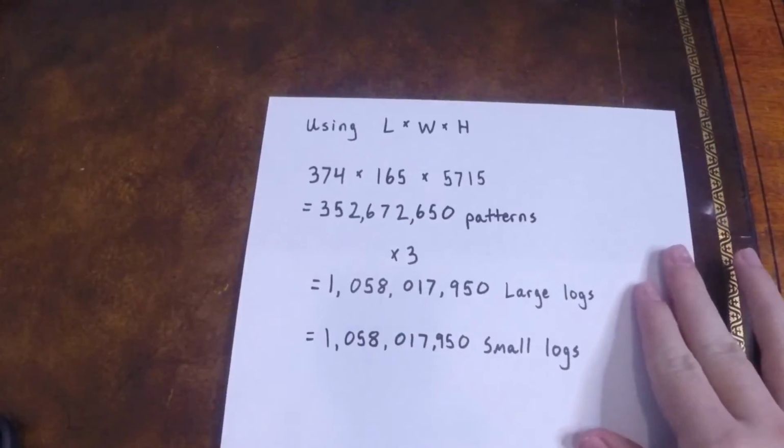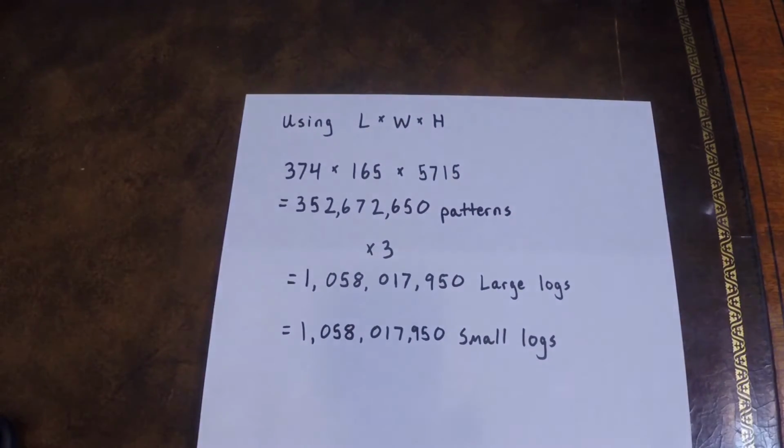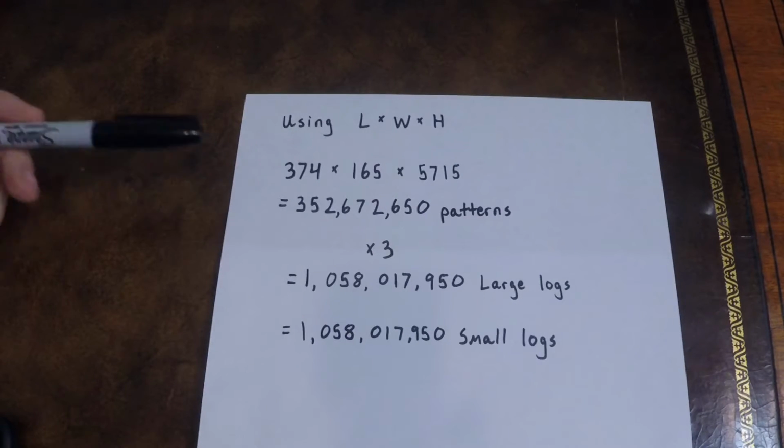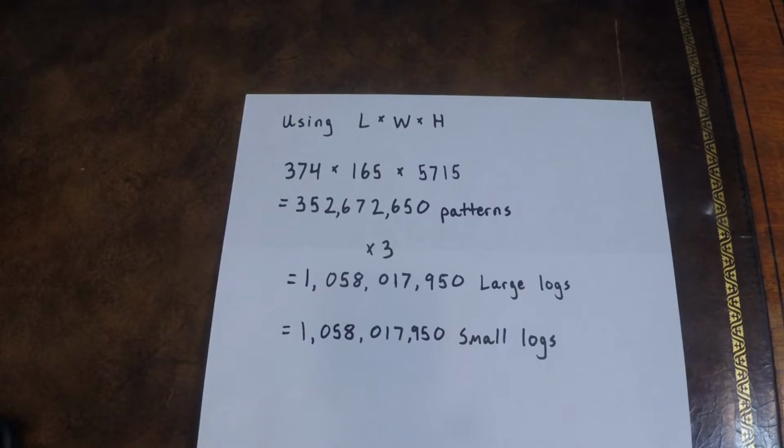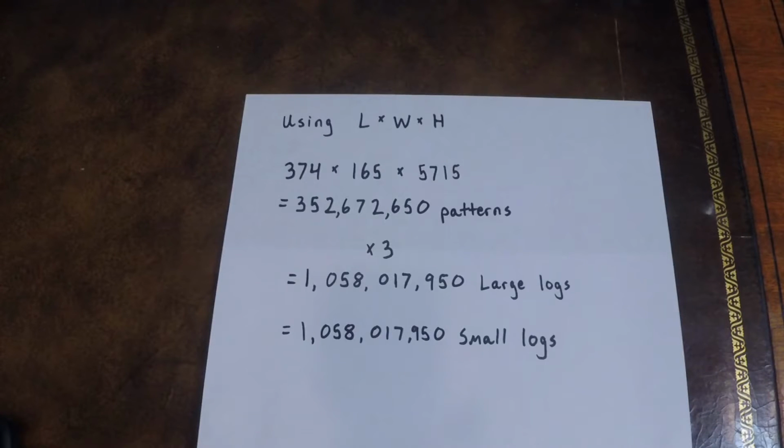Next, using the formula for volume, length times width times height, we can see how many patterns would be needed to fill the entire volume of the Empire State Building, which comes out to 352,672,650 patterns. Now, if you remember from earlier, our patterns consisted of 3 large logs and 3 small logs. So if we want to convert that into total number of logs, we'll just multiply that by 3, and it'll show us that we need 1,058,017,950 large logs and small logs to fill the entire volume of the Empire State Building.